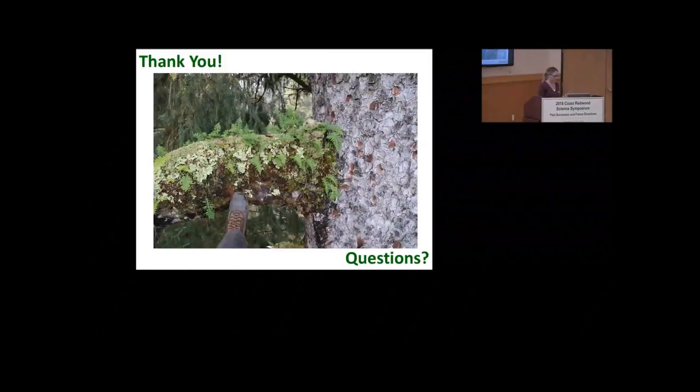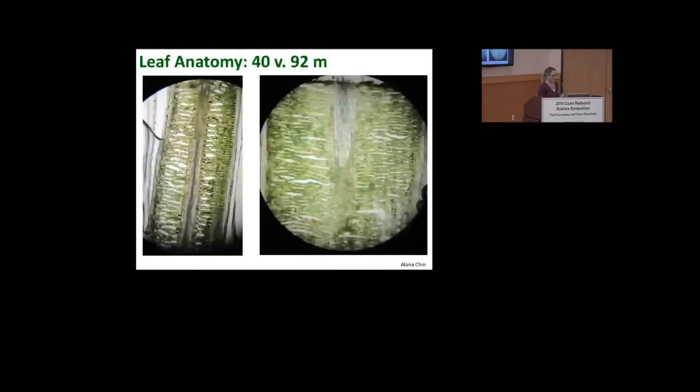If I do have extra time, I had extra slides to show you. Just to give you some idea, this is from a colleague of mine, Alana Chin. She's been looking at the anatomy of the Sitka spruce to go with my physiology investigation.